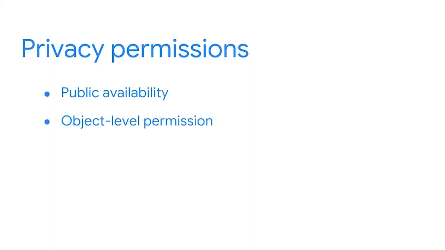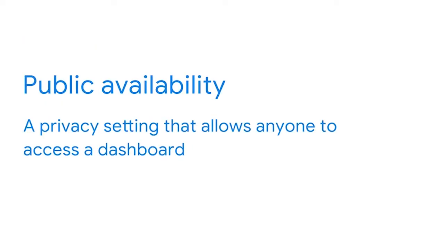There are several types of privacy permissions, but we're going to focus on three main levels: public availability, object level permission, and row level permission. If your dashboard is publicly available, it's accessible to anyone. Use this unrestricted setting to share a dashboard with the general public.